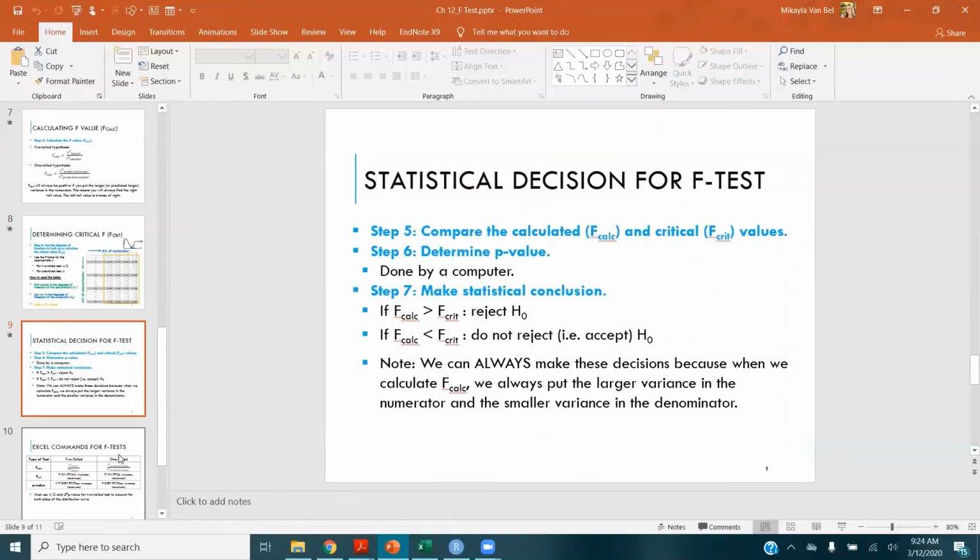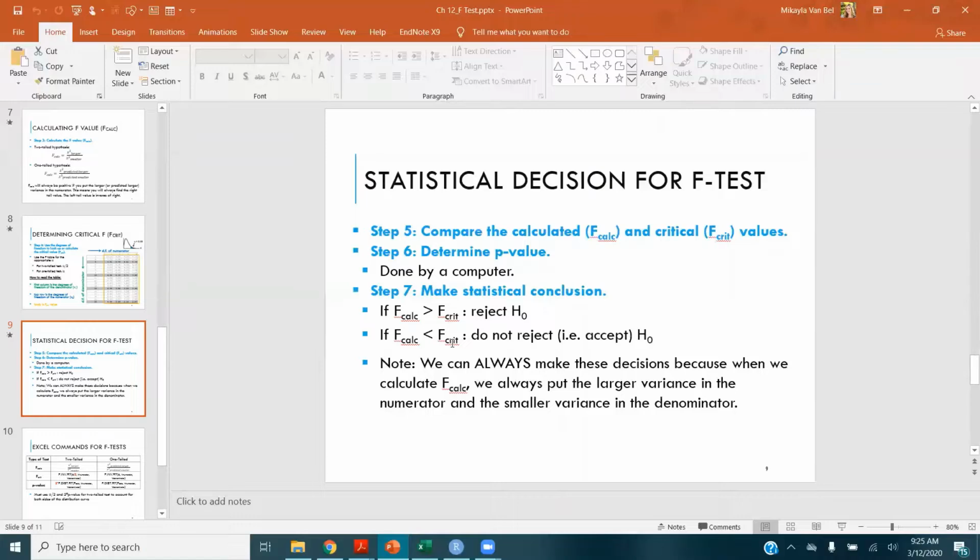Similar to the t-test, the next steps will be to compare the calculated and critical values and to determine the p-value. We can determine the p-value in Excel or in R, and I will discuss both of those in this video. The last step is to make your statistical conclusion. Since we are always putting the larger variance in the numerator, if F-calc is greater than F-crit, we reject the null hypothesis. If it is less than F-crit, we do not reject or we accept the null hypothesis.